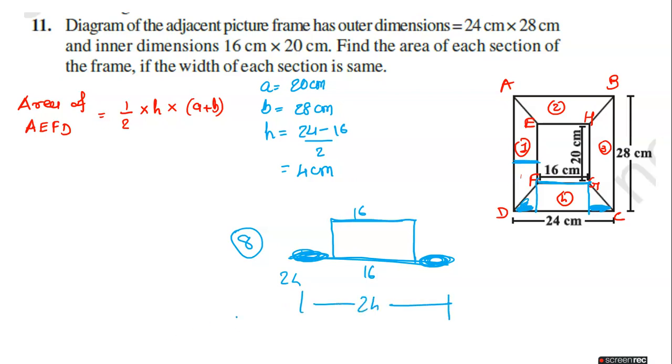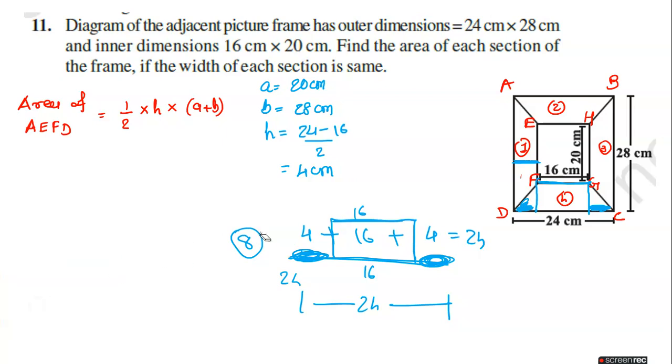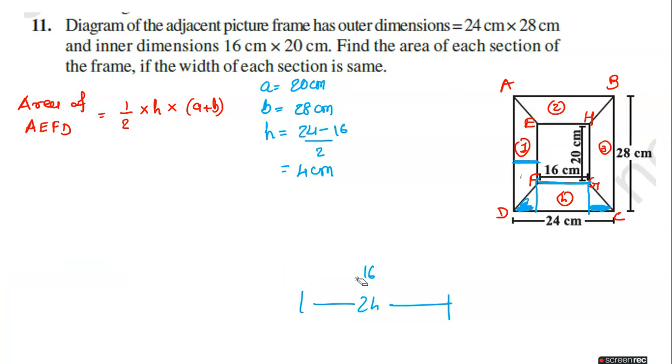Because this total was 24. So how does it happen? 4 plus 16 plus 4 is equal to 24. Opposite sides of a rectangle are always parallel and the same. Yes or no? Clear? Can I go ahead? Okay.